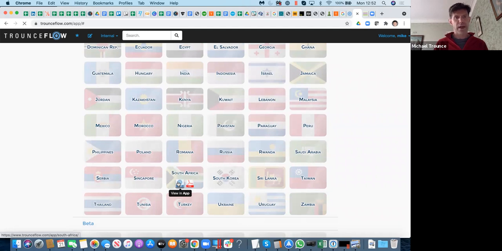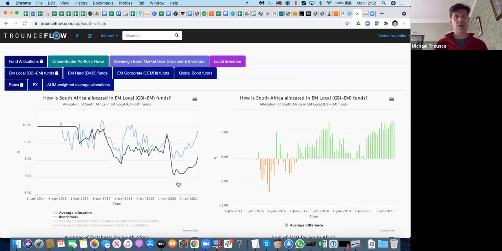When you land there, you're going to be shown the allocations of an important subset of the overall investor base: those foreigners who are dedicated to emerging market local currency sovereign bonds. Whilst the black line shows the benchmark they're managing their money against, JP Morgan's GBI EM Global Diversified, the blue line shows you what you get with Trounceflow.